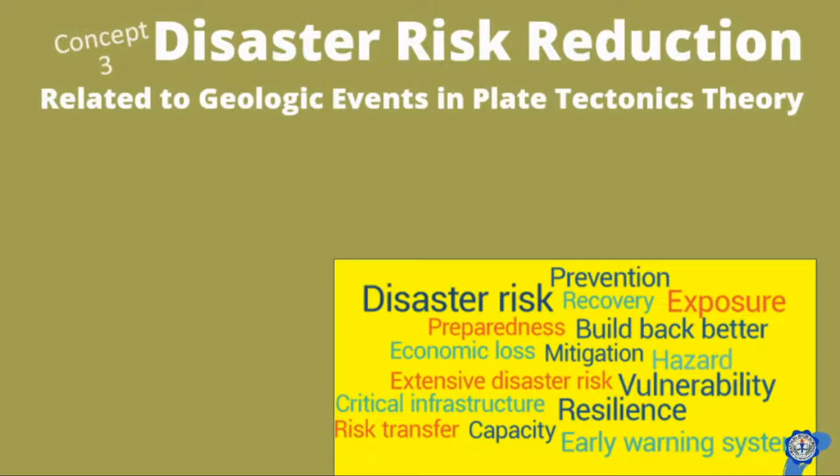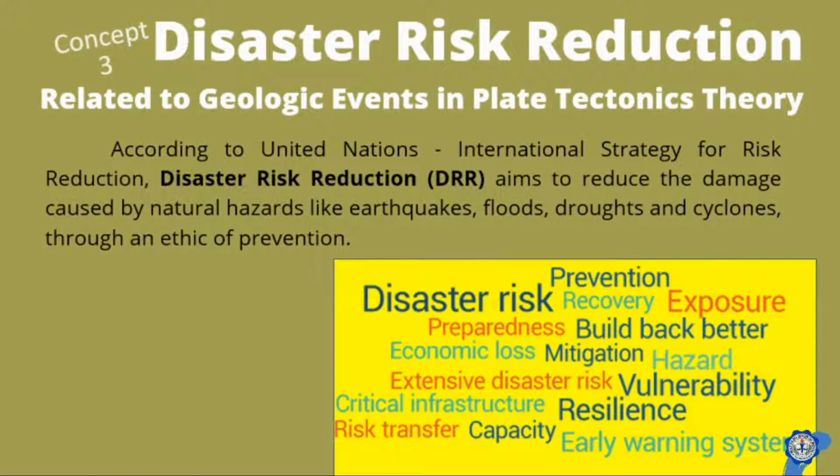For concept number 3, the disaster risk reduction related to geologic events in the plate tectonics theory. Let us have first the meaning of disaster risk reduction. According to the United Nations International Strategy for Risk Reduction, disaster risk reduction or DRR aims to reduce the damage caused by natural hazards like earthquakes, floods, droughts, and cyclones through an ethic of prevention.